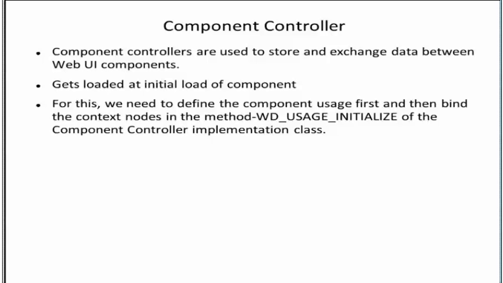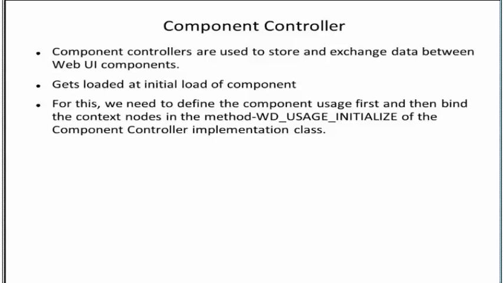Apart from that, it is also used to store the data which can be exchanged between multiple components, because as I had mentioned already, in the interface controller, the context node which you expose should always belong to the component controller, which means only the context nodes of the component controller can be reused in the outside component. That way we can send data from one component to the other by exposing the context node of the component controller of that particular component. And to talk about reusing other components, we do this in the WD_USAGE_INITIALIZE method within the component controller.